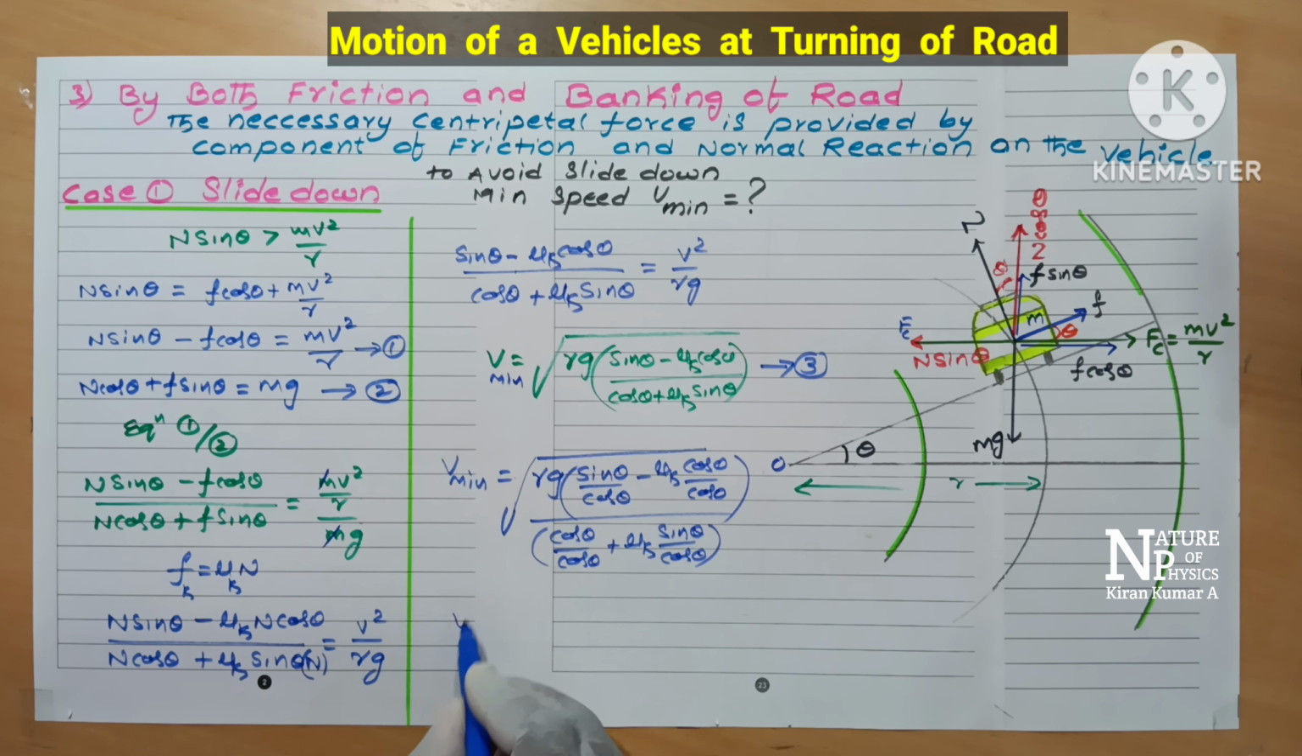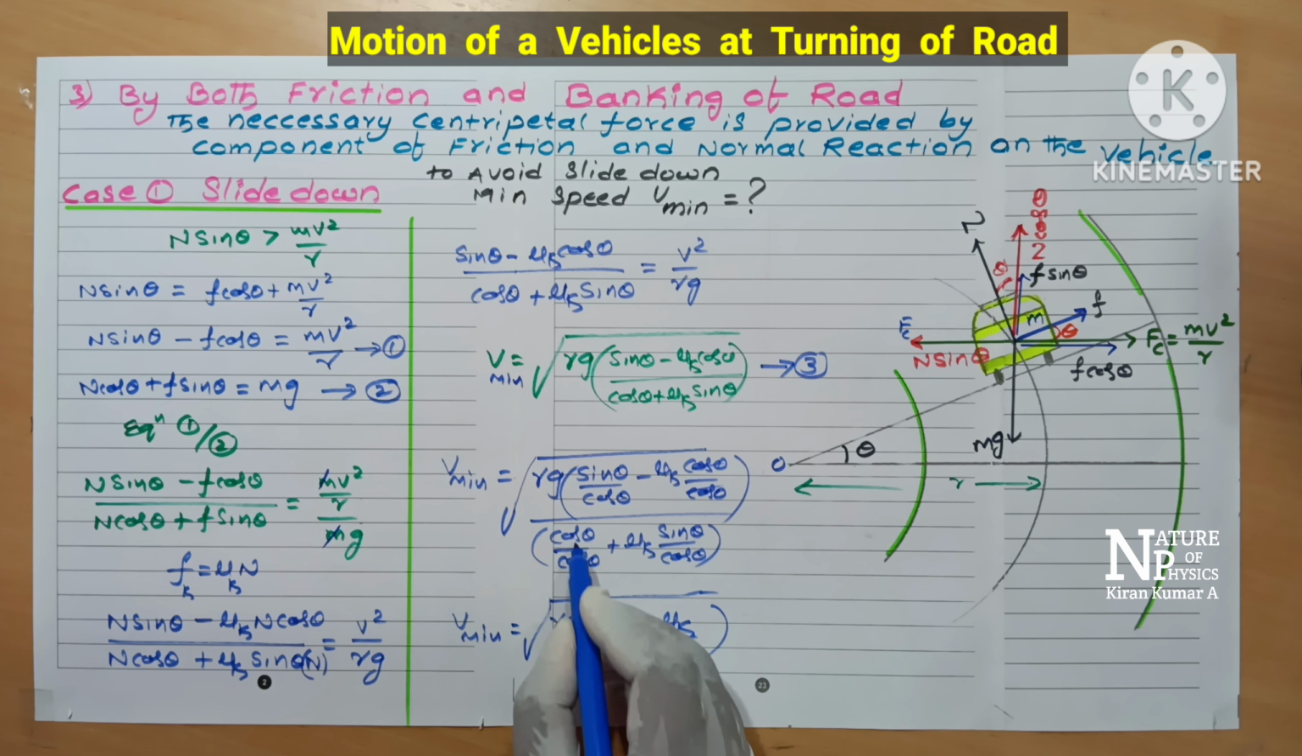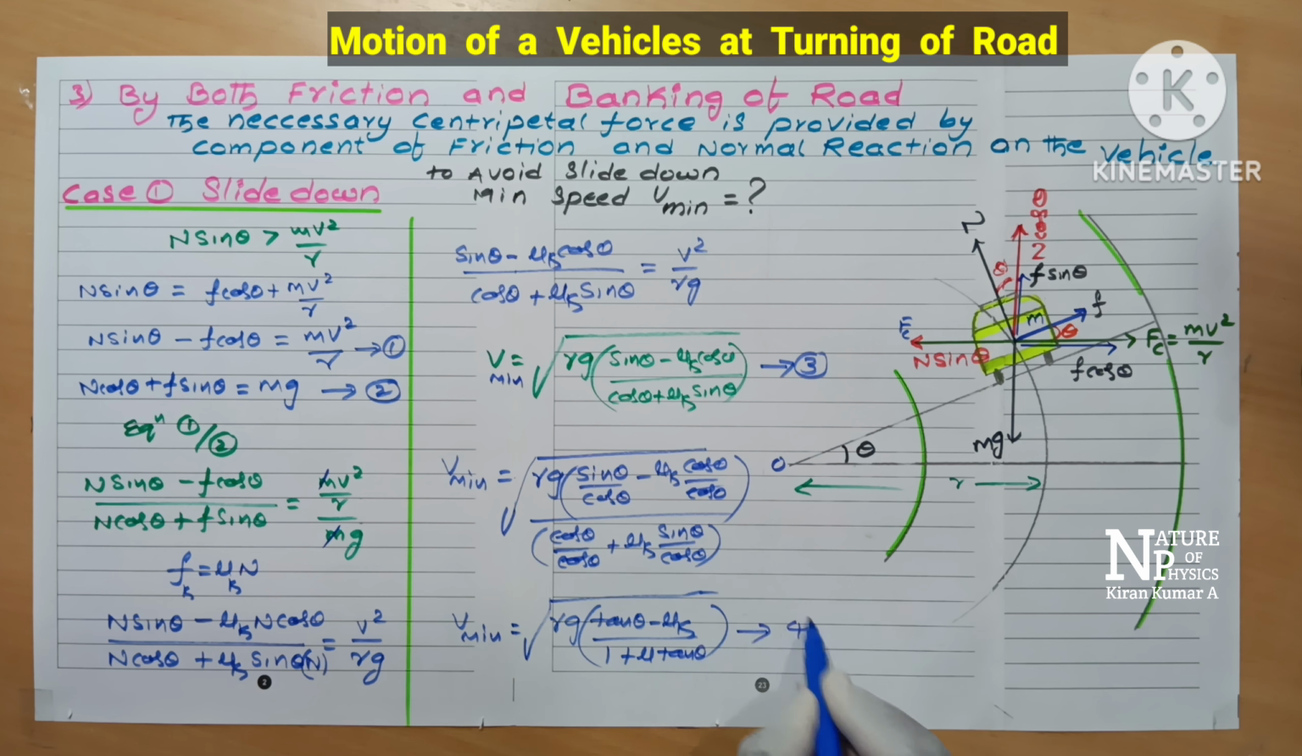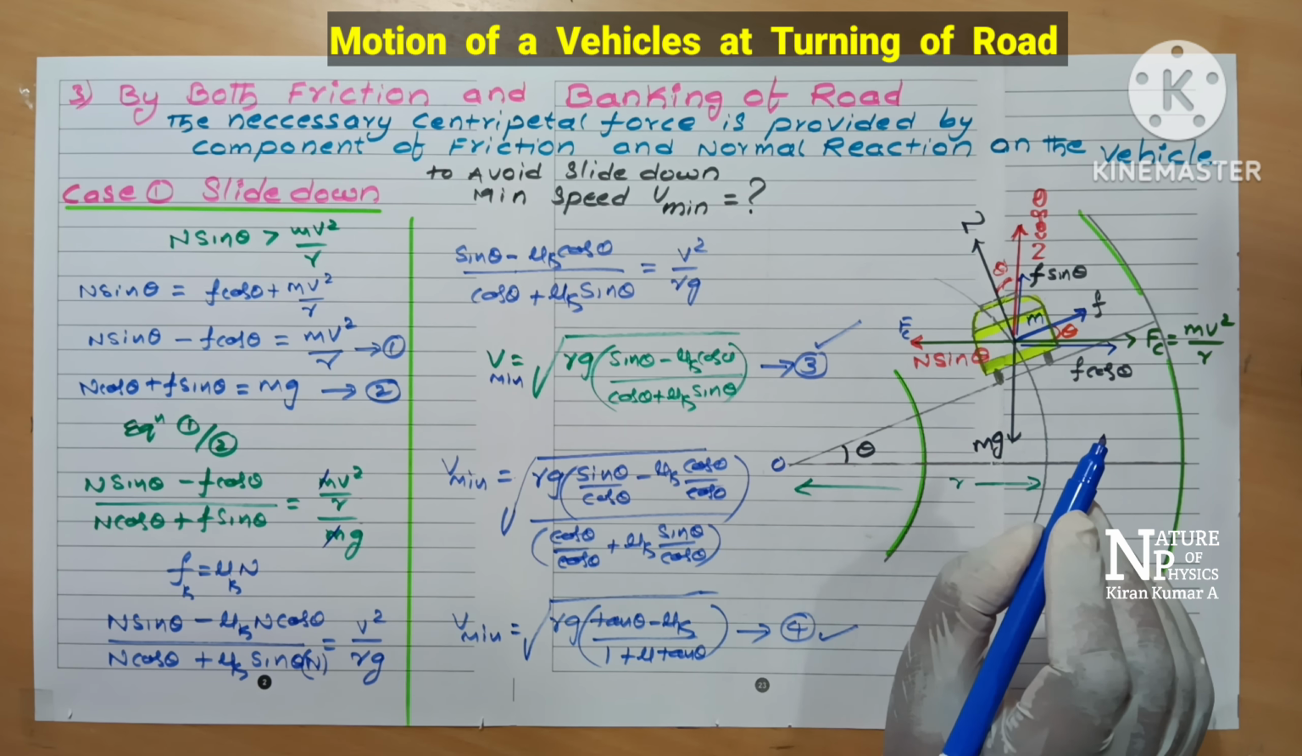See there, v minimum, which is equal to root over r g into (sin theta by cos theta) minus mu k cos theta, cos theta cancels, divided by 1 plus mu tan theta. This I can write as equation number 4. These two represent the minimum velocity equations. Okay, see, simple logic, students, try to understand, just balancing the equation.